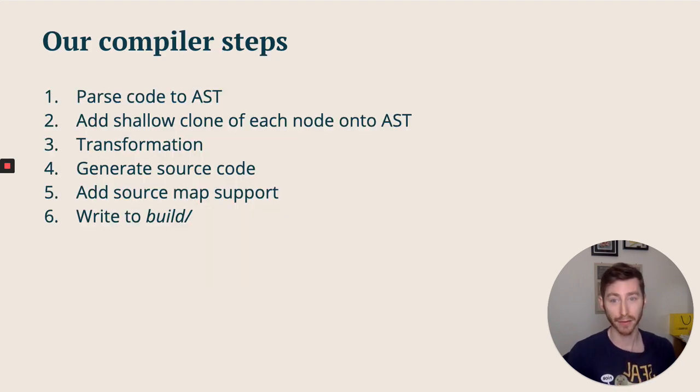So come back. There are 6 steps to the compiler. There's the first step, which is passing the code into AST. And this video isn't going to be focusing on parsing. So we're going to be using a third-party tool to do this. The second step is adding a shallow clone onto each node on the AST.